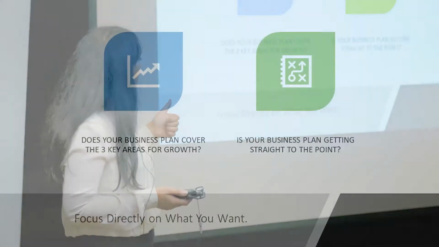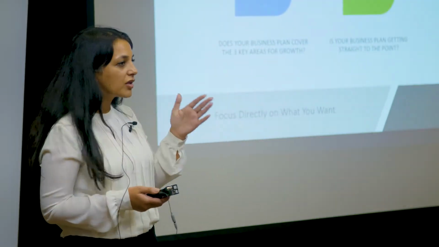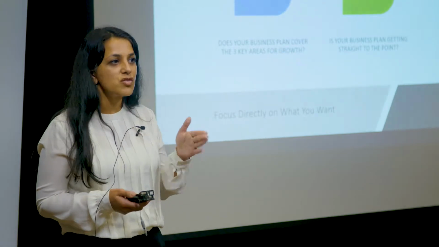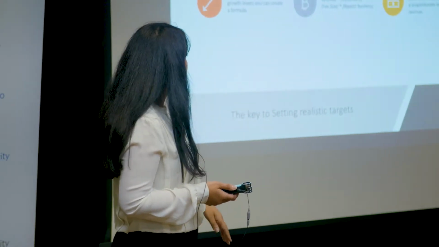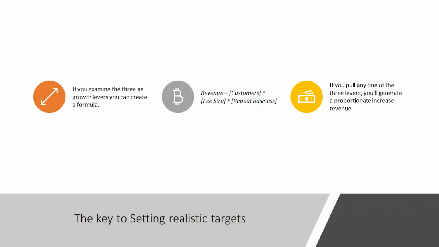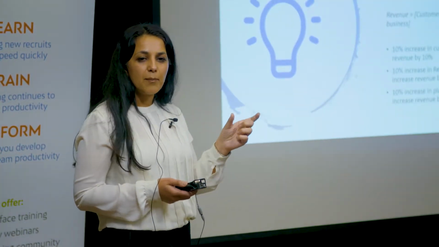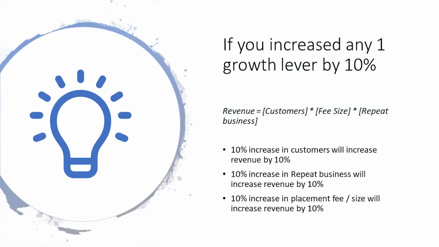So firstly, have a direct plan. Don't overcomplicate things. Have 3 key areas and make sure your business goes straight to the point. Now, what's really fun about this, well, I think it's fun, is that you can create a little formula: revenue equals customers times fee size times repeat business. If you increase one of those, you increase the proportionate amount of revenue. So it's simple.